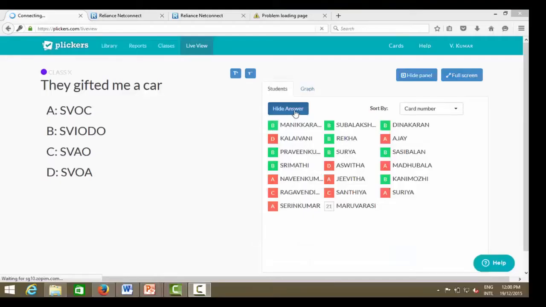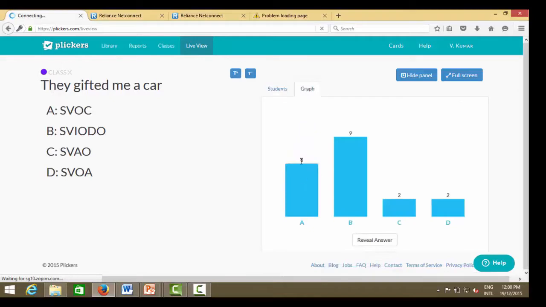So here these are the answers. The boxes which are in green color are the right responses. So this is the graph. Here 6 said the answer is A, 9 students said the answer is B, 2 said C, and D was chosen by 2. So what's the answer? The answer which is shown in green color. So out of 20 students, 9 students said the answer correctly and the remaining 6 plus 2 plus 2, 10 students said the wrong answer. So we will continue this game with some more questions.